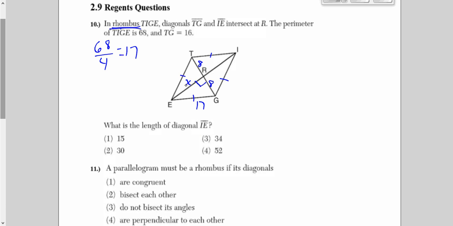Now look. If we can find that segment there, can we find the length of IE? By doing what? Doubling it, yeah? Okay, so how are we going to find that segment? What's the equation? So we said Pythagorean theorem, right? So what's the equation then, to find where I have that x? Well, let's put some specific values in that we have here.